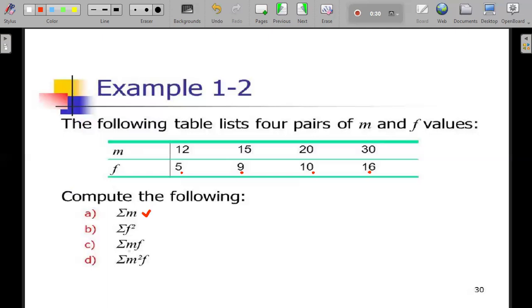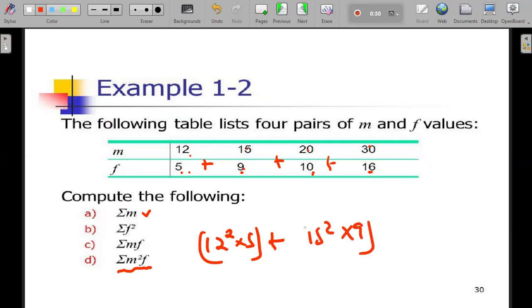Then the third one is the summation of mf. So you are going to be multiplying 12 multiplied by 5 plus 15 multiplied by 9 plus 20 multiplied by 10 plus 30 multiplied by 16. And then down here we have m squared multiplied by f. So it will be 12 squared multiplied by 5, plus 15 squared multiplied by 9, just like that. Make sure you try out this question here.